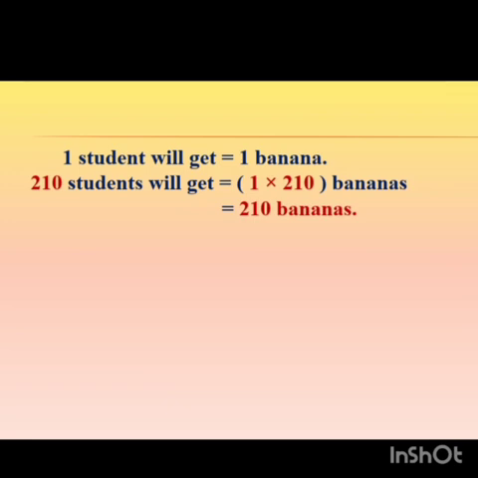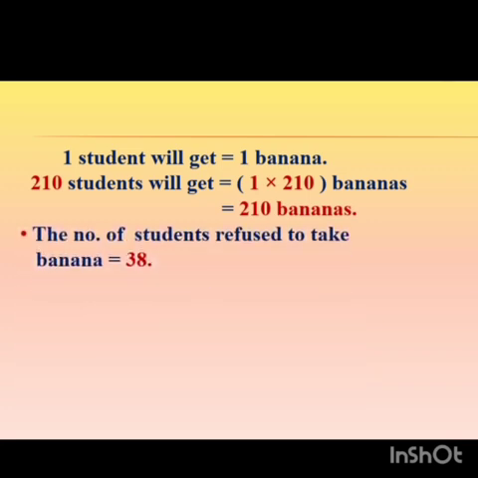Therefore, 210 students will get 1 multiplied by 210 bananas. Children, you know that if the value of 1 is given and we are supposed to find out the value of many, then we will go for multiplication. So here we will follow the multiplication method. And you also know that if any digit is multiplied by 1, you will get the same number. Just like that, if you are multiplying the number 210 with 1, you will get 210. Therefore, 210 students will get 210 bananas.